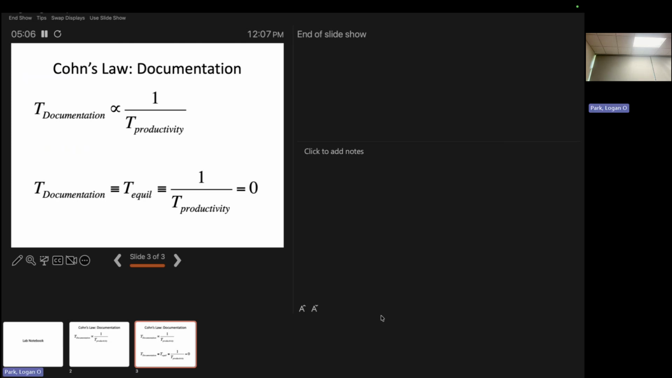Time for documentation is defined as equal to equilibrated time, and defined as equal to your inverse productivity when you're so burned out from doing the research that you're not able to spend any time or energy on doing either. It's a math joke.